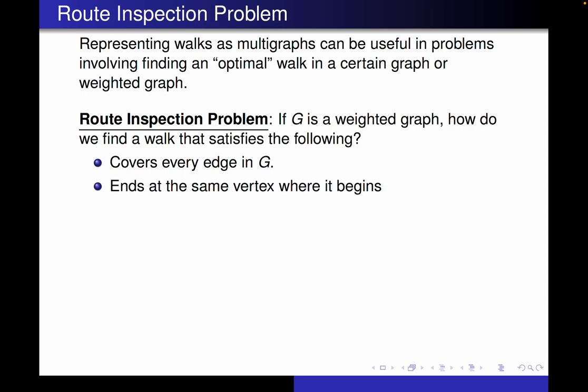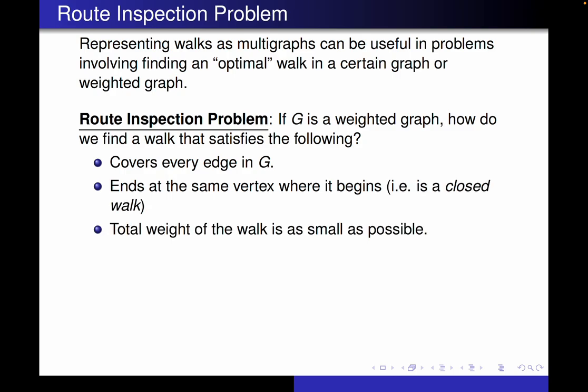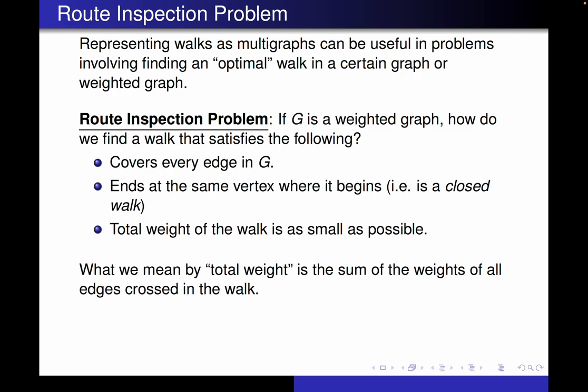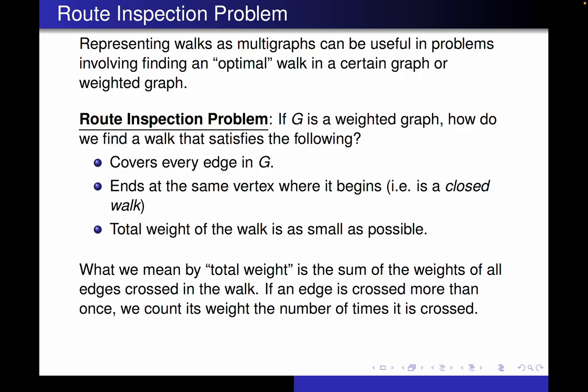We want to make sure that wherever we end, it's at the same vertex where we begin. That is another way of saying it's a closed walk. And we want to make sure to do this as efficiently as possible. And efficiently to us means the total weight of the walk is as small as possible. I want to be very clear what I mean by total weight of the walk. That means we add up all the weights of the edges that we crossed in the walk. And if we happen to cross an edge more than once, we count that weight the number of times that it's crossed. So in other words, if we cross that edge 3 times, we add that weight in there 3 times as well.